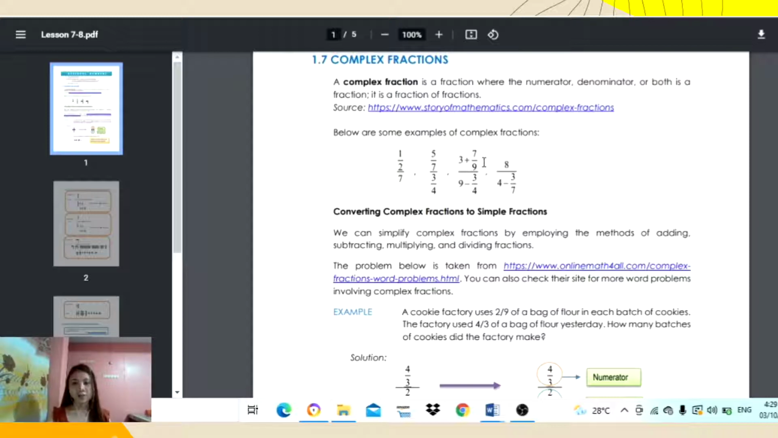The same with this example, 3 plus 7 over 9 all over 9 minus 3 over 4. That is also a complex fraction, and I believe it is very visible. And then also, lastly, we have 8 over 4 minus 3 over 7, which is also a complex fraction.